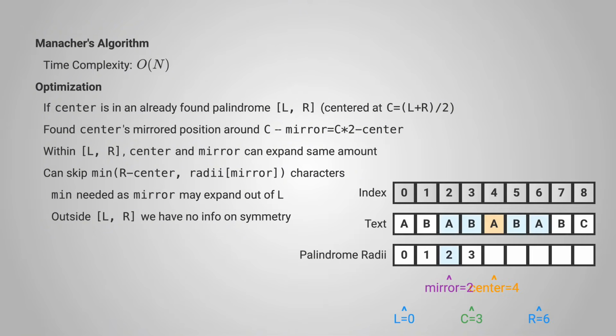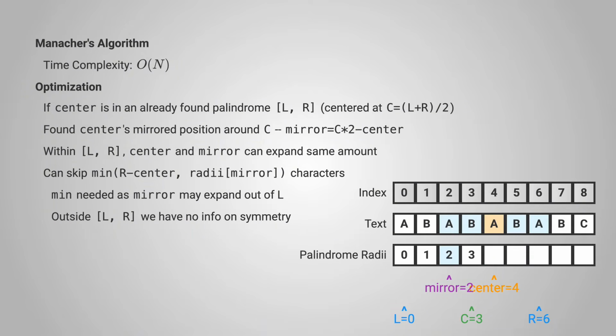Let's look at this example. When expanding character B at index 3, we found a palindrome starting from index 0 to index 6. It's marked by two blue indicators L and R, and its center is marked by green indicator C. Now we're trying to expand around character A at index 4. We first find the mirrored position of it around C, which is index 2, marked by purple indicator.